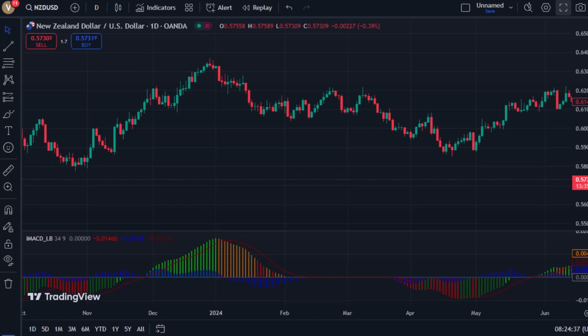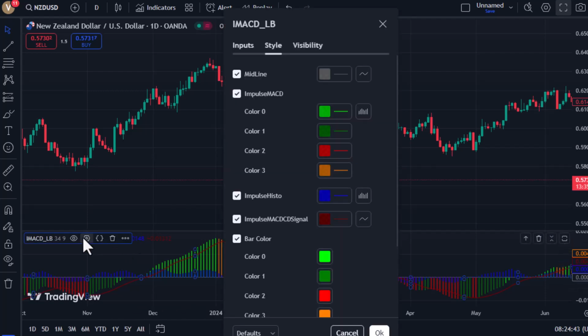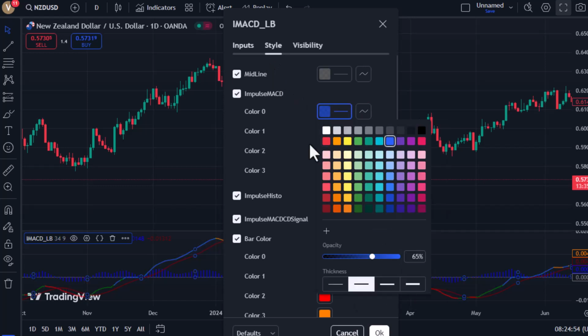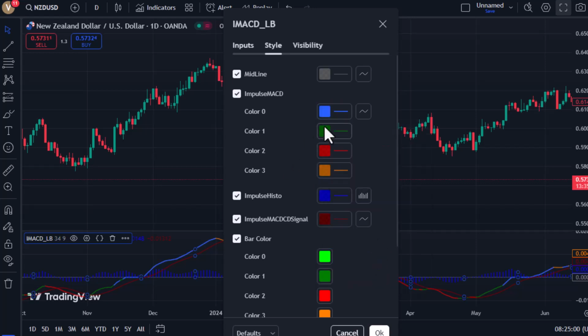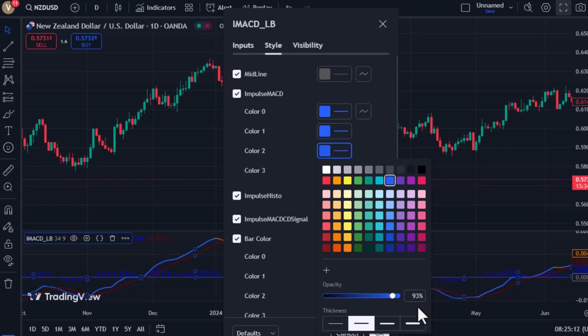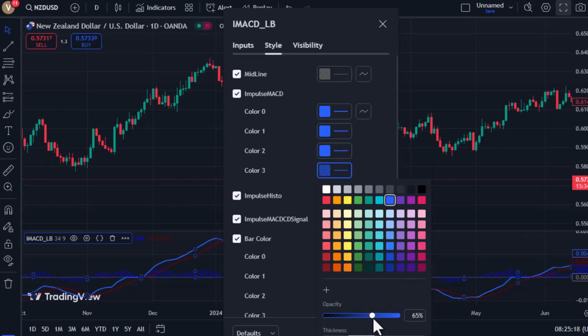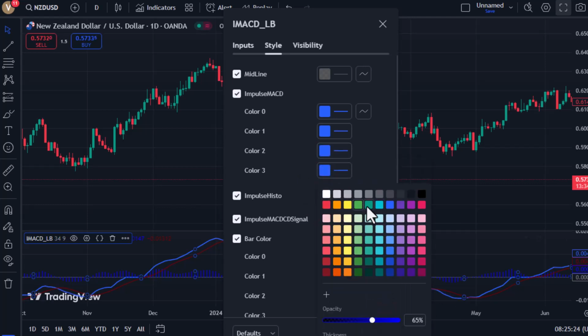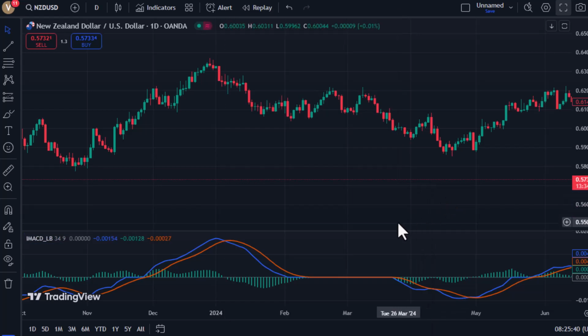Next, once you've applied the Impulse MACD, we want to change the appearance of the indicator so that it's simpler to look at. So to do that, you go to Settings, Style, and follow this exact preset that I created. And as you can see, the Impulse MACD now looks much more organized.